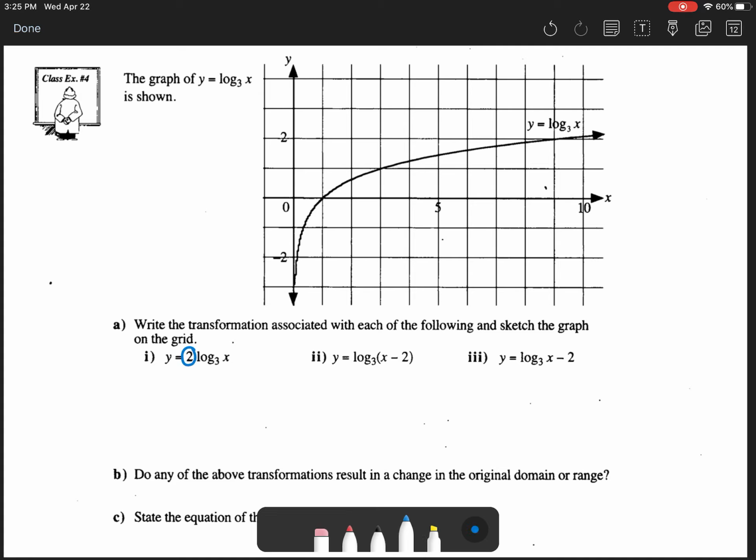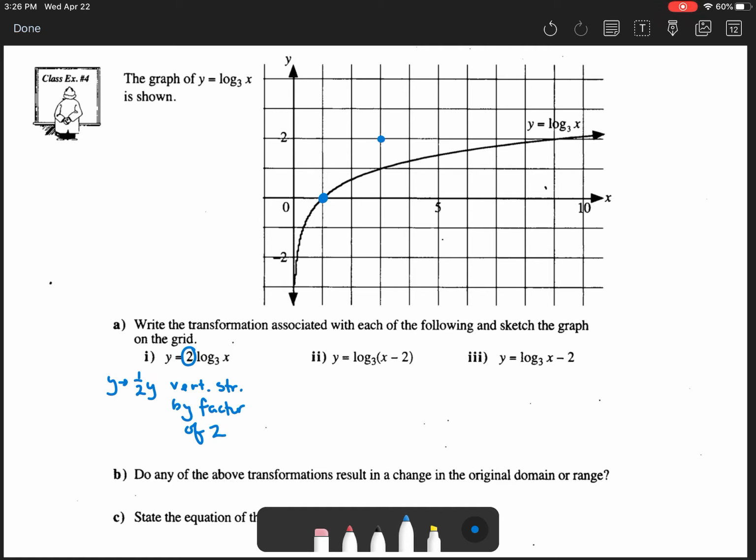So again, they say the graph of log base 3 of x is shown. Write the transformation associated with each of the following and sketch the graph on the grid. So the first one, the difference is obviously this 2 here. So how did that get there? You would have replaced y with 1/2 of y. And when we do that, we know that that is a vertical stretch by a factor of 2.